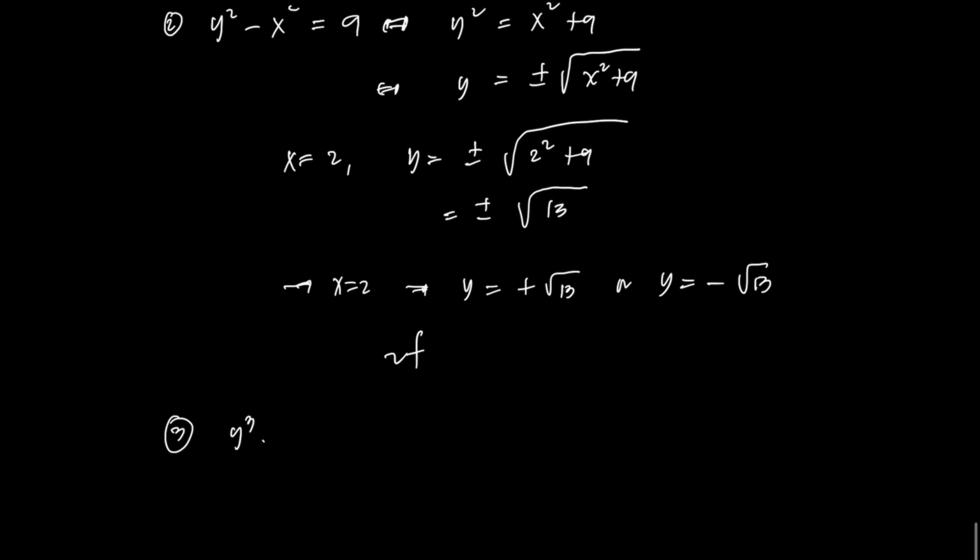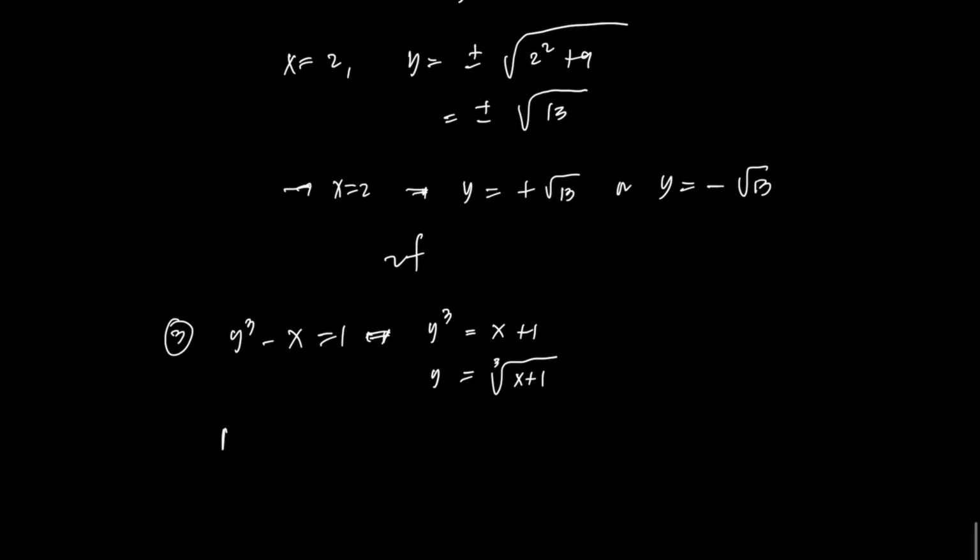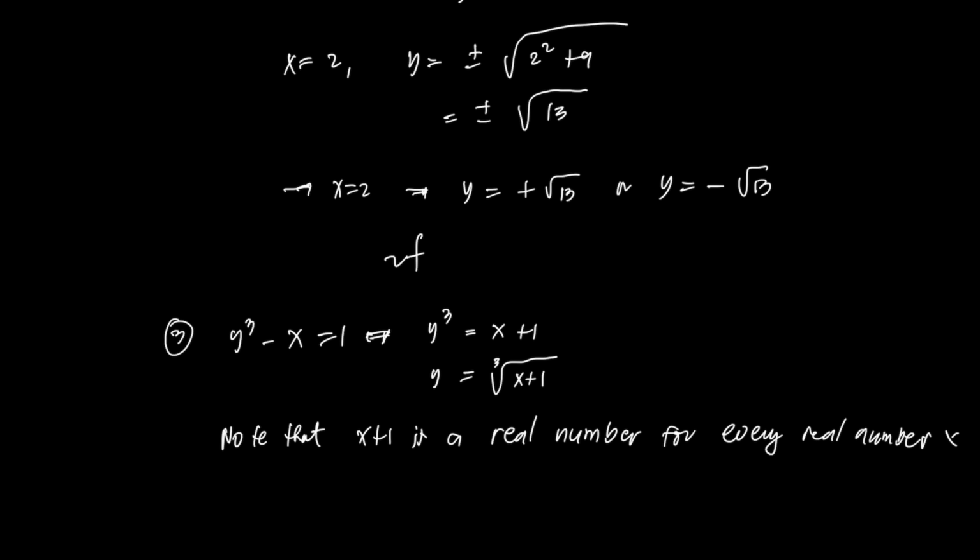Now, for the third one, which is y cubed minus x equals 1, if you solve for y, y cubed equals x plus 1. Y is equal to the cube root of x plus 1. Note that x plus 1 is a real number for every real number x.